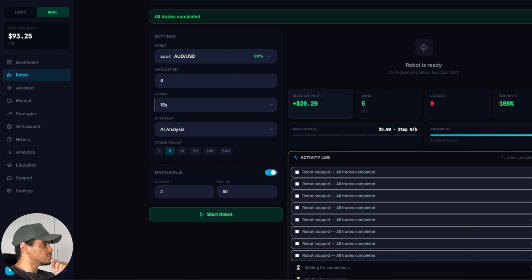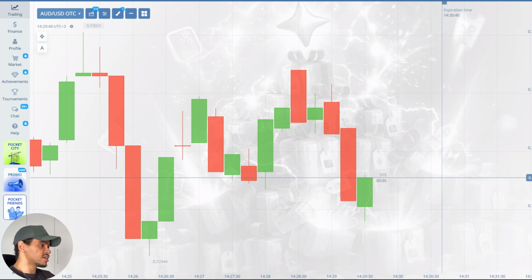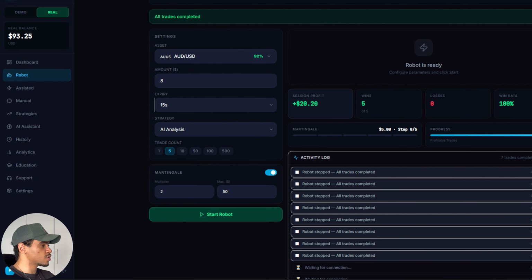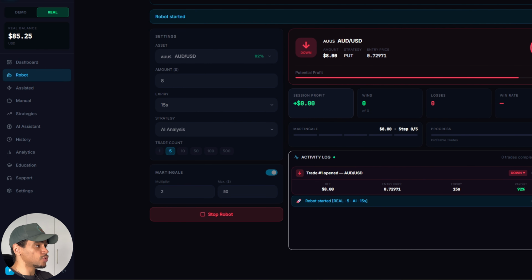Australian dollar, United States dollar. Let's see if we have it here and if the payout is good. Yeah, 92%. We can definitely work with this. So we start the robot again and we let it run. And this is how you can really grind your account to a very, very formidable balance.